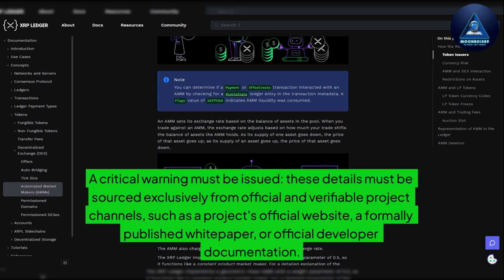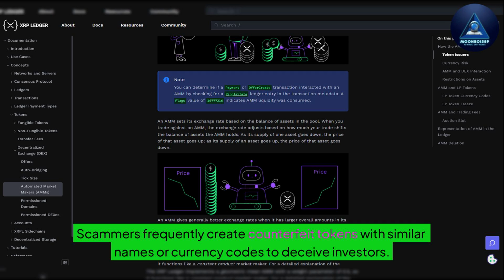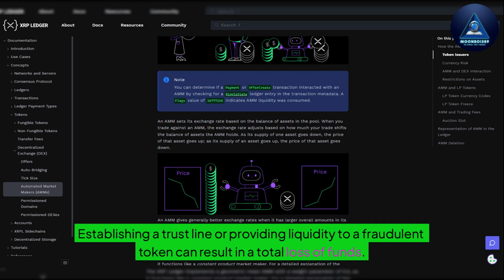These details must be sourced exclusively from official and verifiable project channels, such as a project's official website, a formally published white paper, or official developer documentation. Sourcing this information from unofficial channels like social media comments, unverified third-party documents, or community hearsay is exceptionally risky. Scammers frequently create counterfeit tokens with similar names or currency codes to deceive investors. Establishing a trust line or providing liquidity to a fraudulent token can result in a total loss of funds.